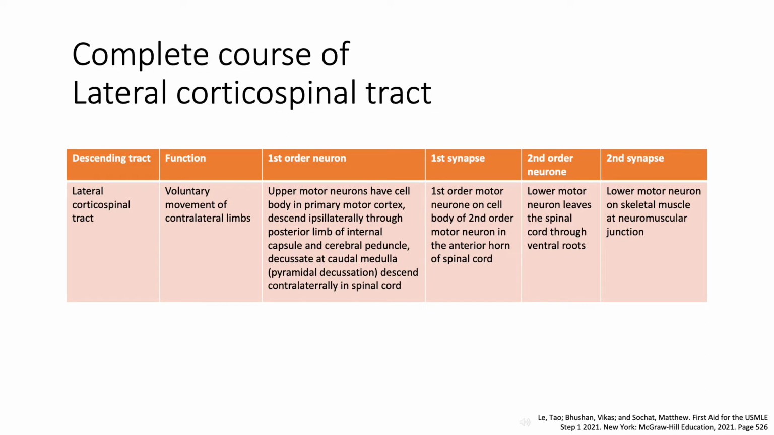And then finally, where is the second synapse? It is found on the skeletal muscle. It is where the lower motor neuron comes in contact with the skeletal muscle and communicates with it, and this specific region where this communication occurs is called the neuromuscular junction, also known as the motor end plate.